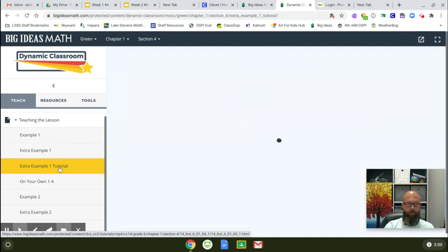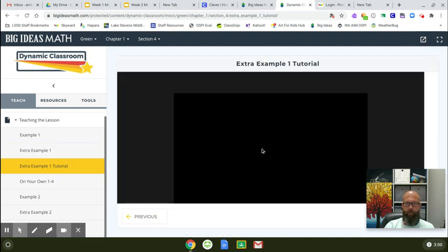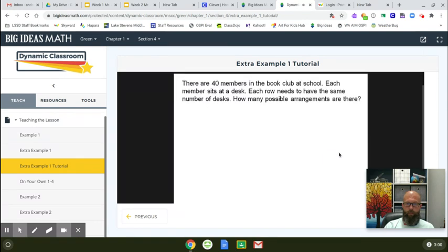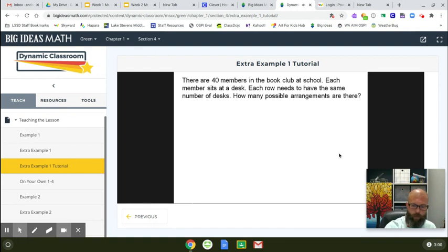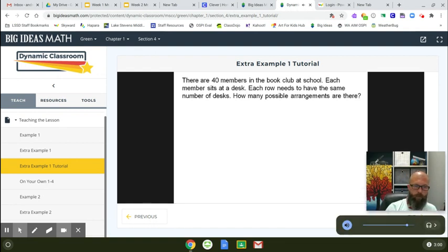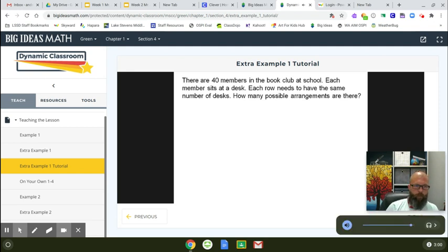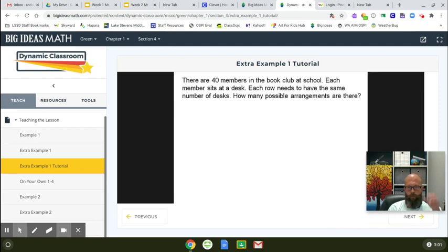Each member sits at a desk. Each row needs to have the same number of desks. How many possible arrangements are there? Use the factor pairs of 40 to find the number of arrangements. 40 equals 1 times 40. So there could be one row of 40 or 40 rows of 1. 40 is also equal to 2 times 20. So there could be 2 rows of 20 or 20 rows of 2.